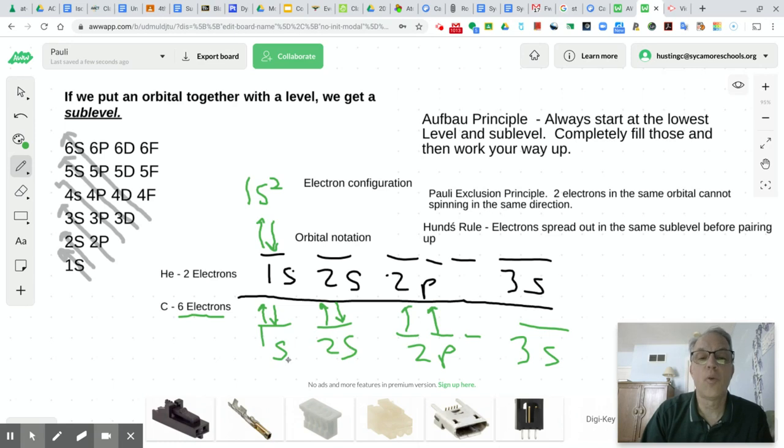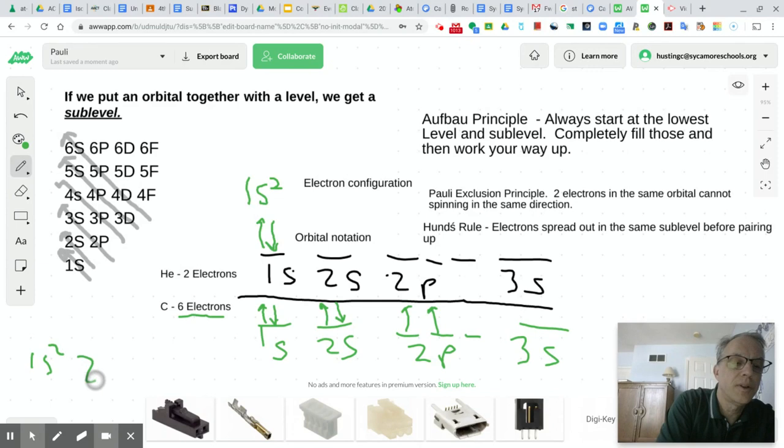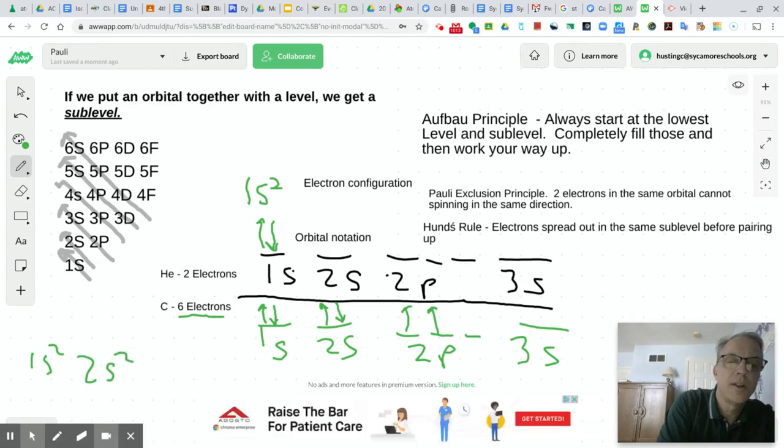So this would be the orbital notation with the arrows for carbon. I'm going to try and draw in the electron configuration for carbon. I could call it 1s2, 2s2, and then 2p2. So that's 2, 4, 6 electrons.